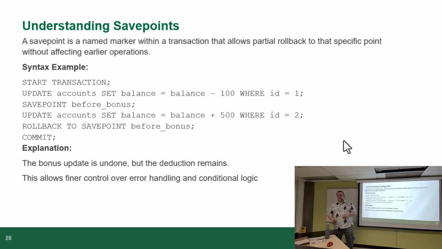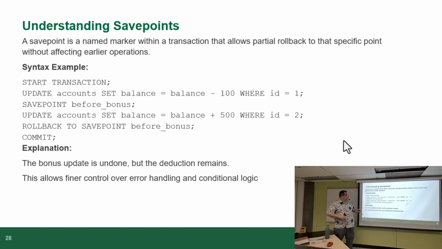Actually, I guess I have slides for save points. I thought I took those out. All right, so a save point is a marker. So in theory, you have a really long, complicated transaction with like 25 steps. Maybe the last couple of steps are optional. So what you can do is you can set a save point.